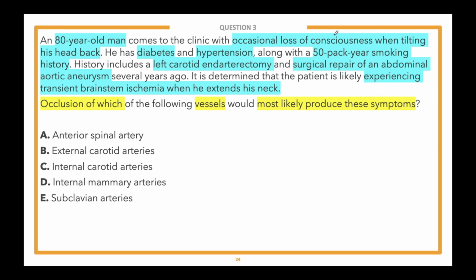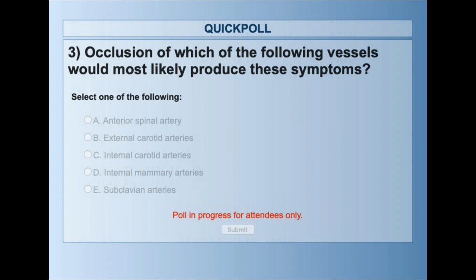And once again, we've got a few answer choices. We're going to start at the bottom and work our way up to the top. Answer choice E, subclavian arteries. D, internal mammary arteries. C, internal carotid arteries. B, external carotid arteries. And A, anterior spinal artery. So once again, we're going to open up that poll. Go ahead and select the answer choice you think is most likely correct, and we'll talk about it in just a few seconds.